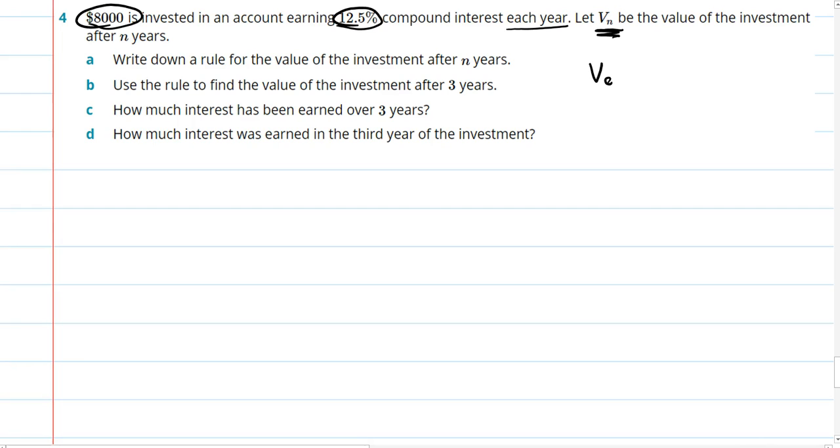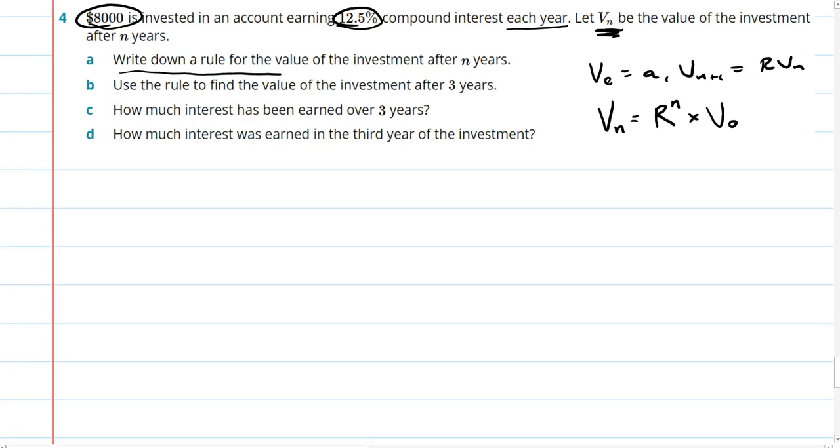So previously we did recursion relations, which look like this: V0 equals A, Vn+1 equals R Vn. Now we're going to do something that goes straight to term n, so Vn equals R to the power of n times V0. That'll jump us forward n sets of compound interest.